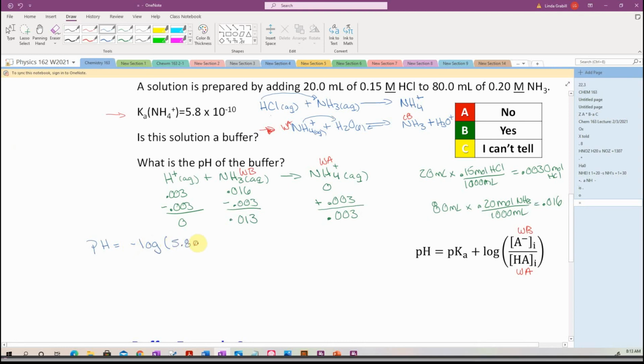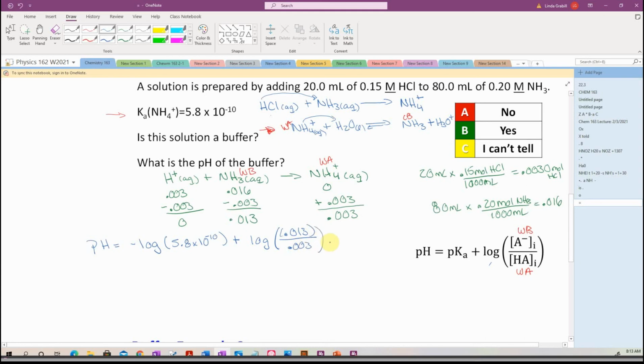5.8 times 10 to the negative 10. And then plus, remember we can use moles. We could combine the solution values and turn them into molarities. But again, the volume is going to cancel out because they're both the same. So plus the log of my moles. So weak base, where's my weak base? 0.013. I don't know why I put parentheses there, that's okay. Divided by my weak acid, my 0.003.